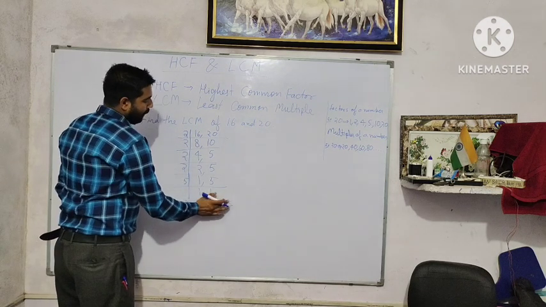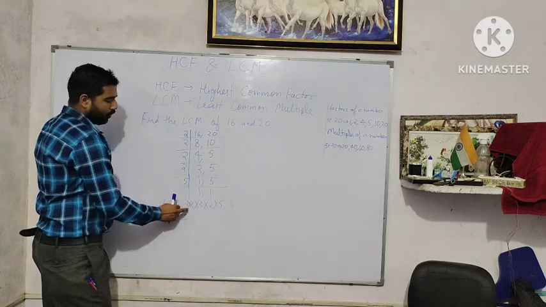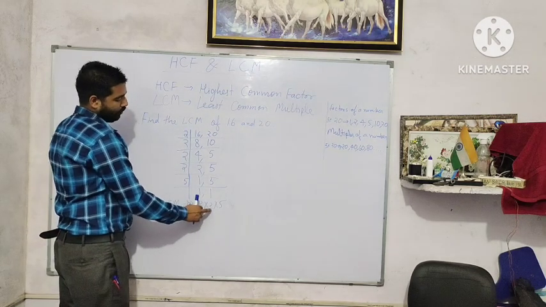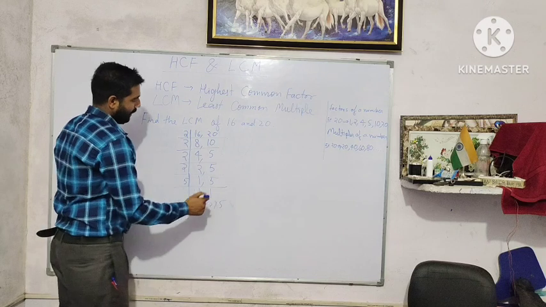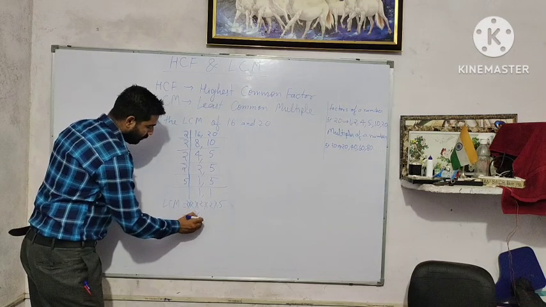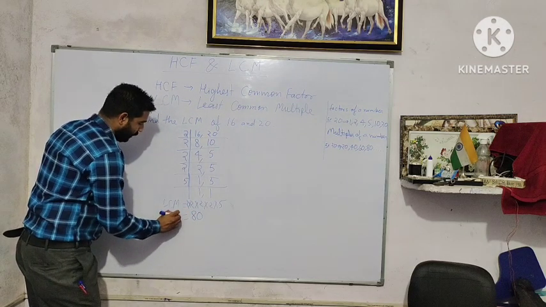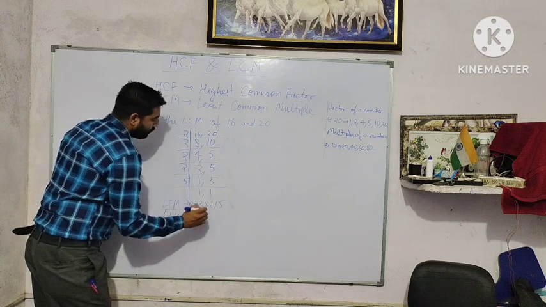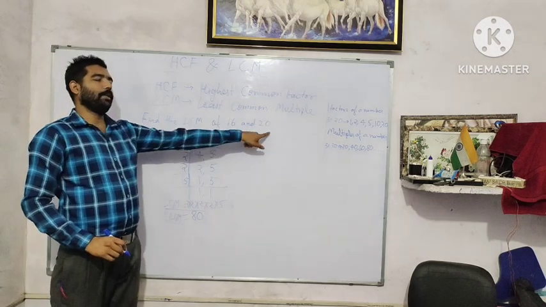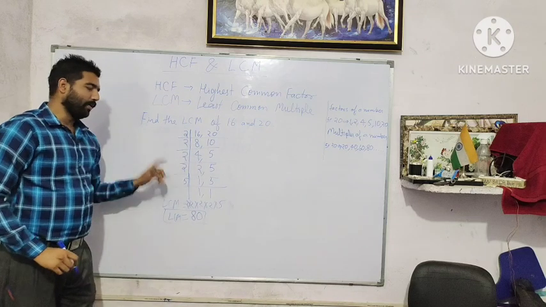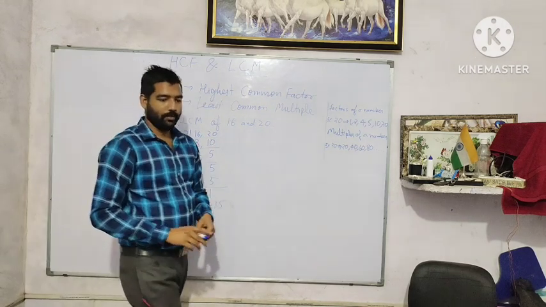And then we can multiply these numbers here. 2 2s are 4, 4 2s are 8, 8 2s are 16, 16 5s are 80. So this is the LCM of 16 and 20 with the prime factorization method.